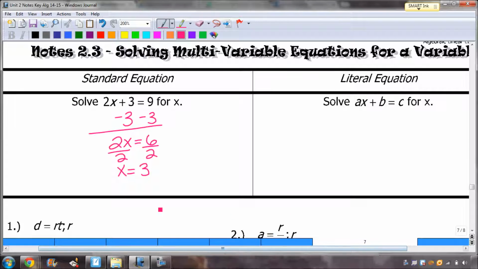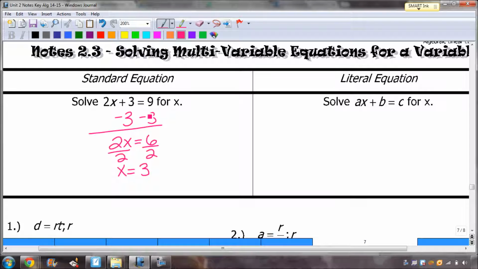So if you notice right here, it says solve 2x plus 3 equals 9 for x. Here it says solve ax plus b equals c for x. Now the x is the variable that we tried to get by itself in the standard equation, and it's the same variable we're going to try to get by itself in the literal equation. So here, see how you have a 2? It's like the a. The b is like the 3, and the c is like the 9.